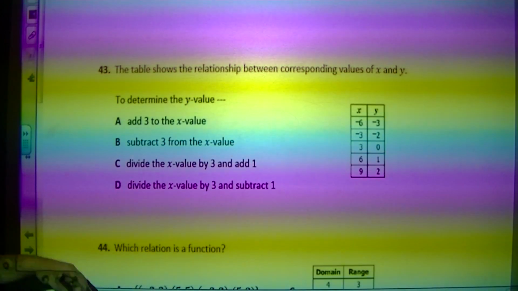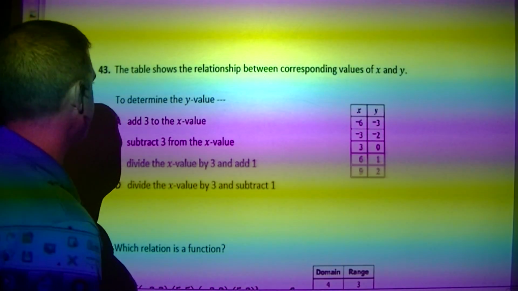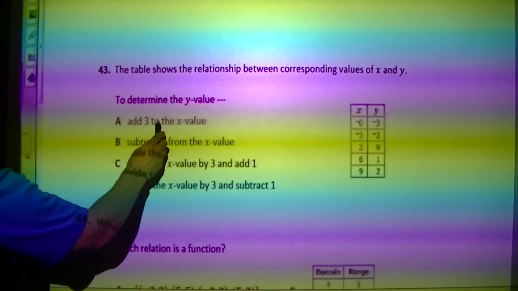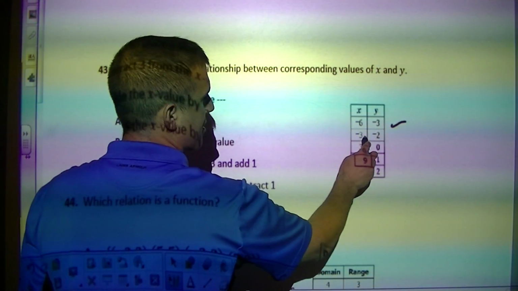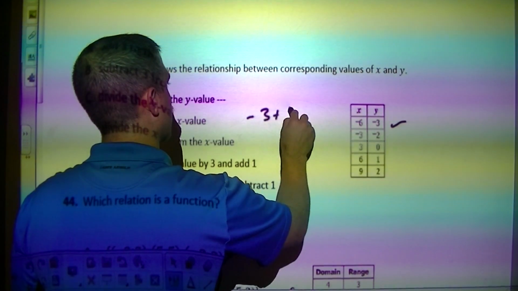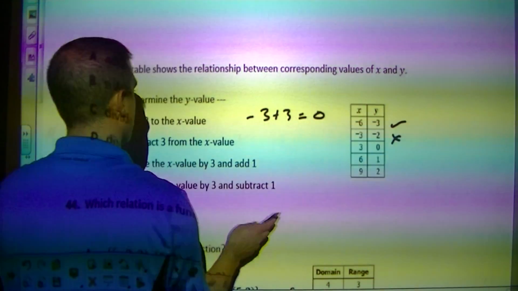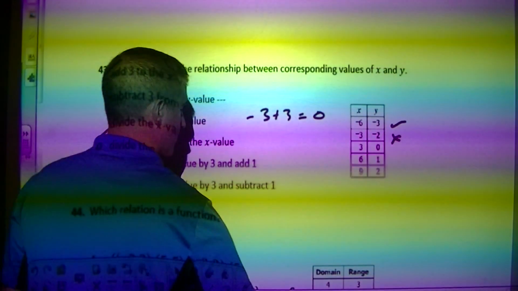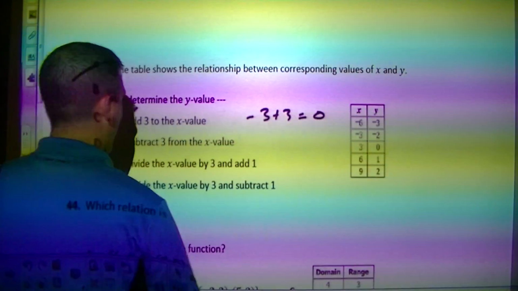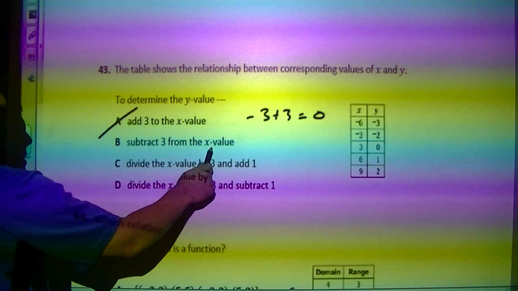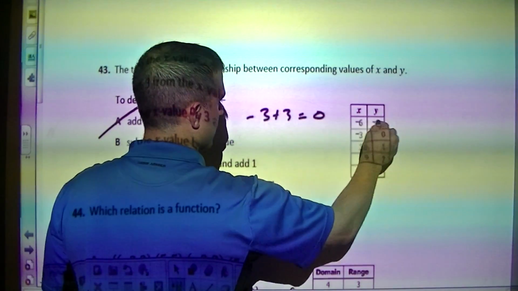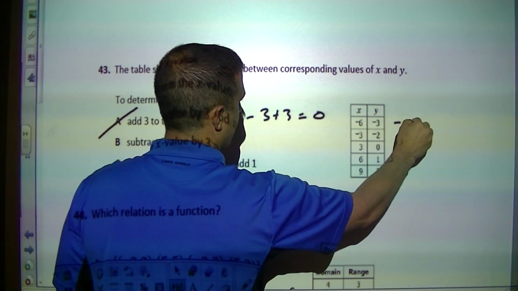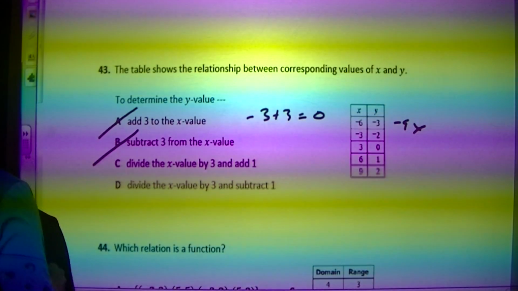43. Determine the y value. All right, so the first one says add 3 to the x. If I add 3 there, that's good. But if I add 3 to that, -3 plus 3 is 0. So that one was no good, that's why that one's out. Then it says subtract 3 from the x value. The first one, if I subtract 3 from that, would be -9, which would make that no good.